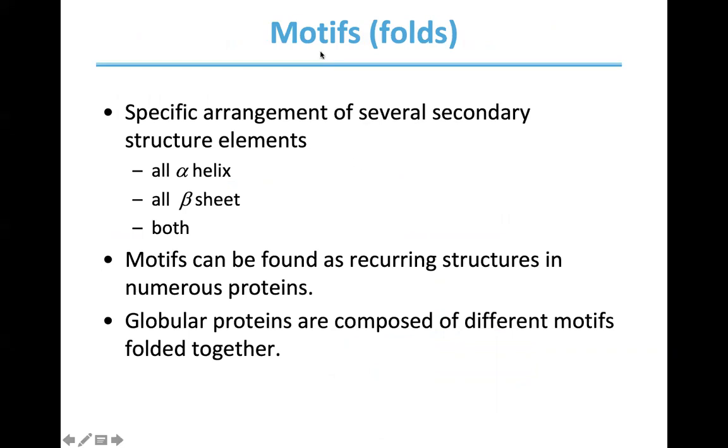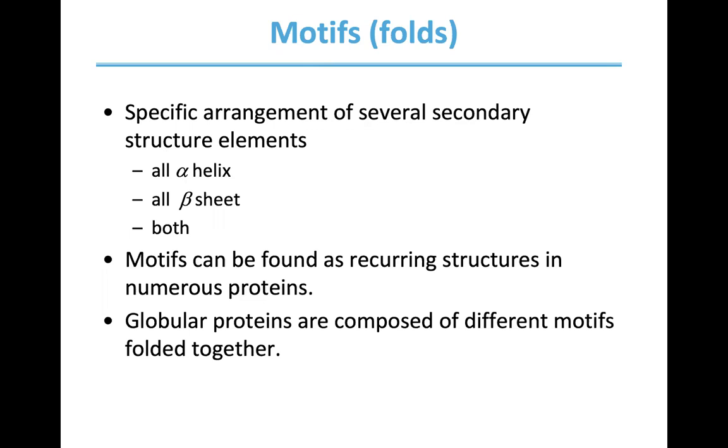So this is its high level of structure. We know primary structure, secondary structure, and tertiary structure. Before we move on to quaternary structure, there is also something called motifs or folds, most commonly motifs. Motifs are specific structural arrangements of secondary structure elements, alpha helices and beta sheets, and they can be found as recurrent structures in numerous proteins.